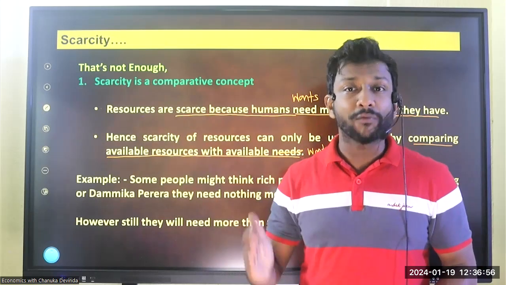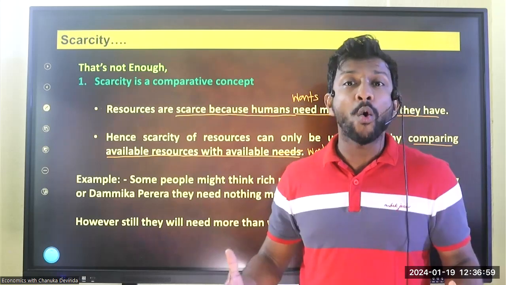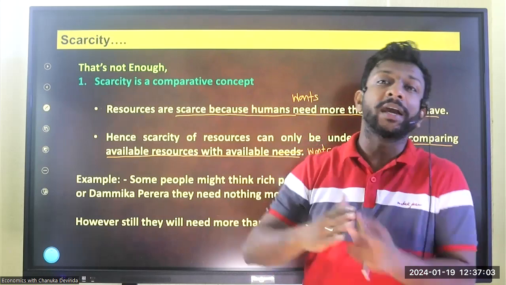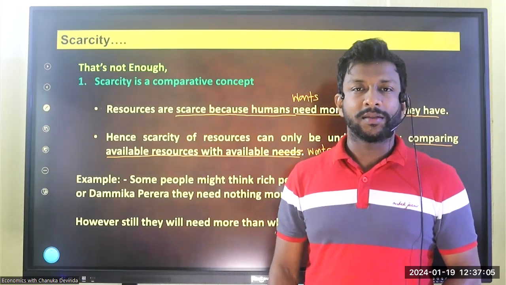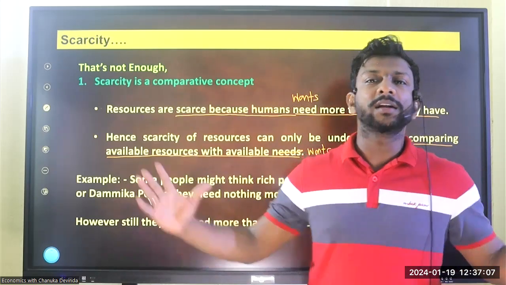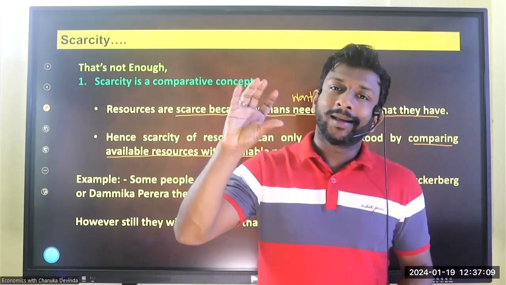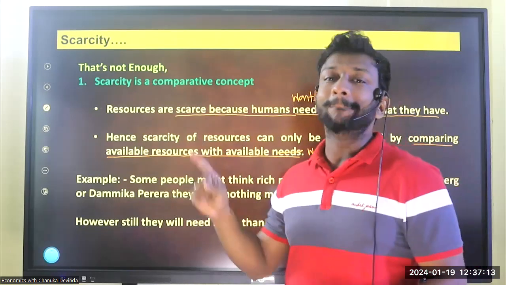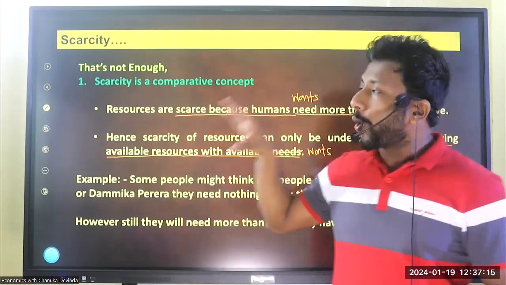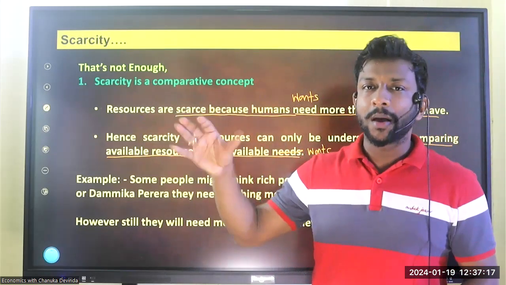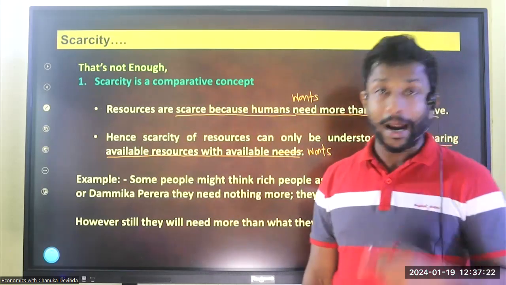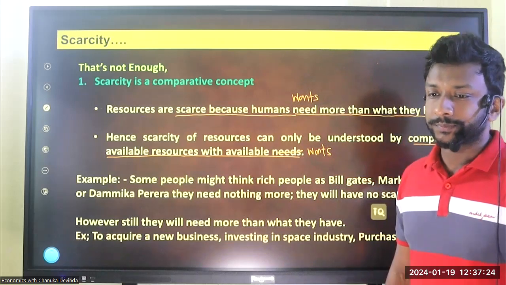But they are not doing that. Why? Because they need more. Why? Compared to our wants, their wants are huge. They have so many unlimited wants, but their resources are limited, right? So scarcity is a comparative concept. Don't look only at the resources. Always you need to compare it with unlimited wants.